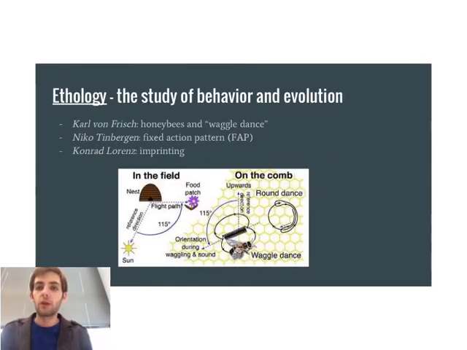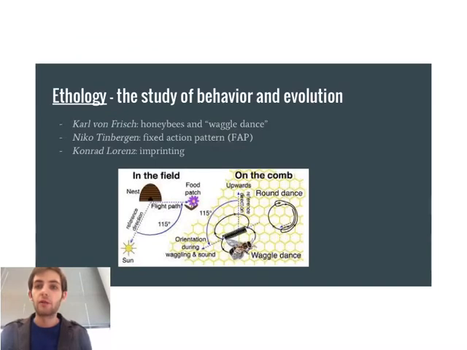So to start off with a little bit of background information, ethology is the study of behavior and its evolution. And so this is where I really want you to start thinking about that natural selection. Here are three scientists who were awarded the Nobel Prize and really founders of this field.